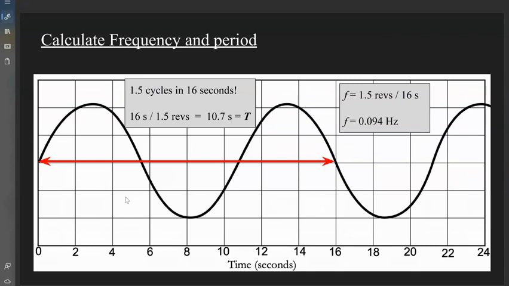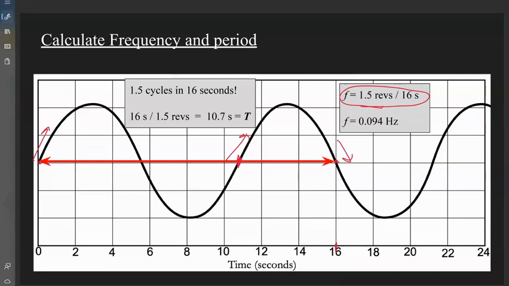Another graph, calculate frequency and period. So frequency is how often it happens, right? It's how many times it happens per second. So we can see from the graph that there's 1.5 cycles. It goes from 0 up to 0 moving down, and that's through 1 full cycle there, so 1.5 cycles. And that happens in 16 seconds. Those are the numbers I picked off the graph, because if I look here, it's between 10 and 12, but it's not quite 11, so I'm not going to get a very accurate number if I take that point.